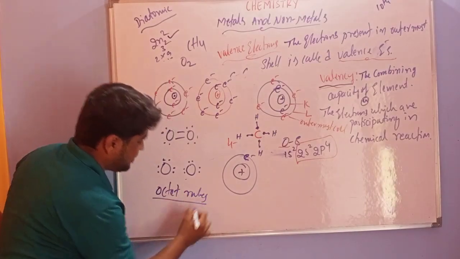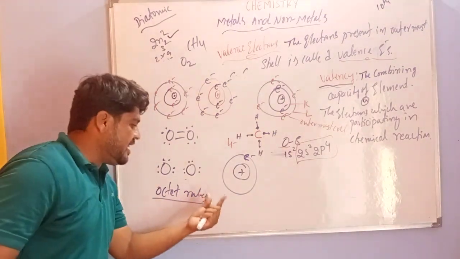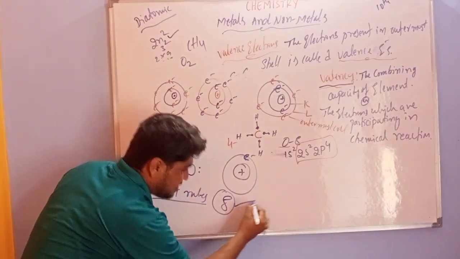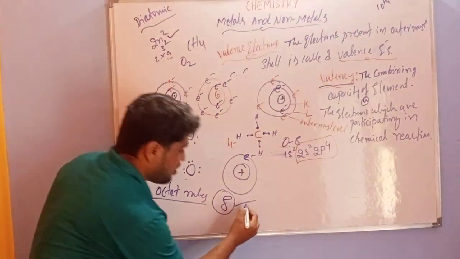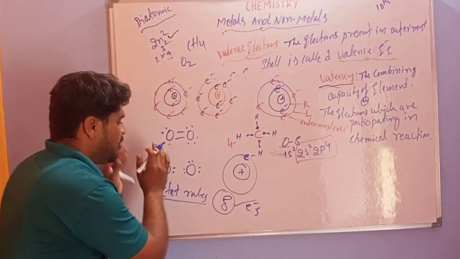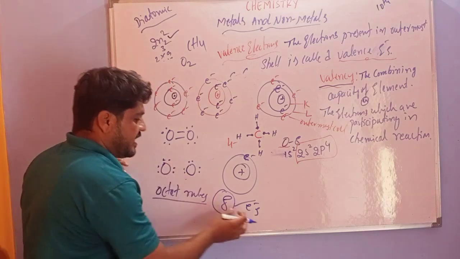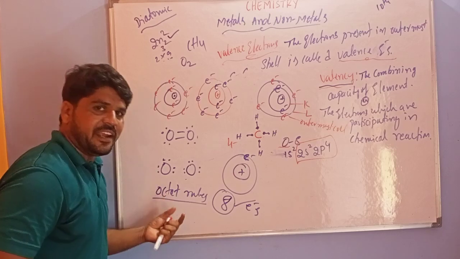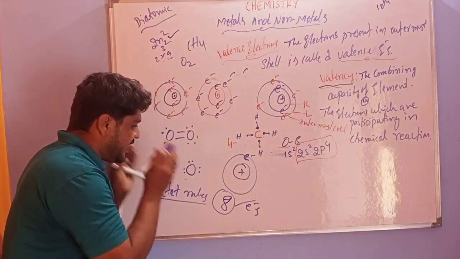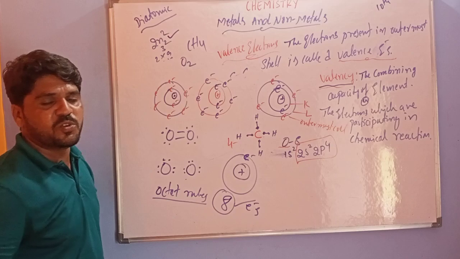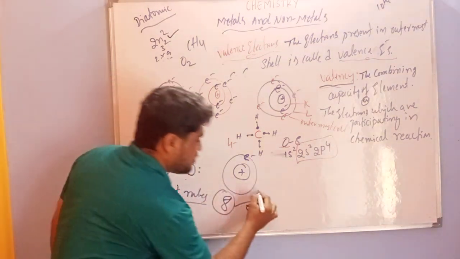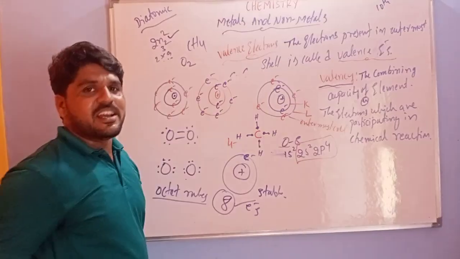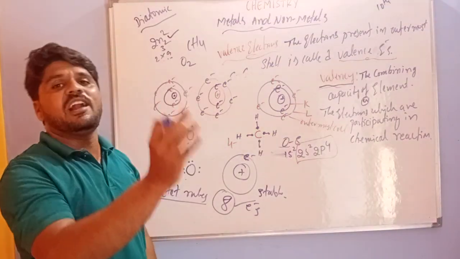Octet rule. So what is this octet rule? Any element containing 8 electrons. Please remember, this is very, very important. So 8 electrons in the outermost shell, we call the octet rule. So any element having 8 electrons in the outermost shell, we call stable. For example, all noble gases are stable. That's why we call them noble gases.